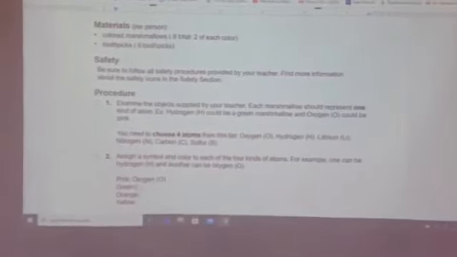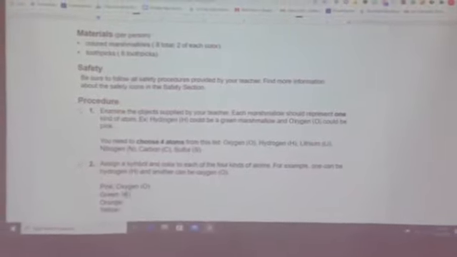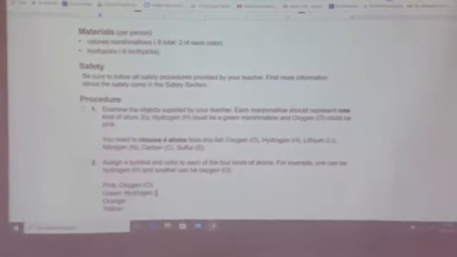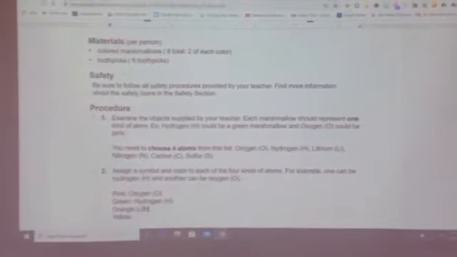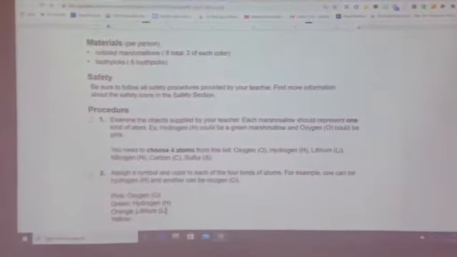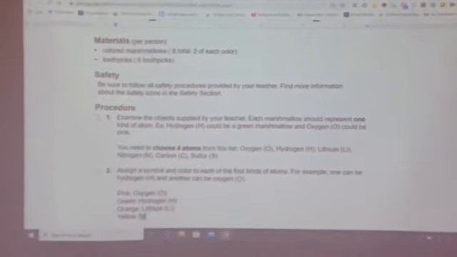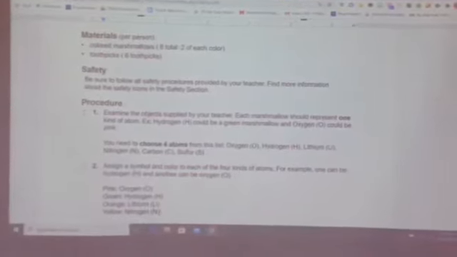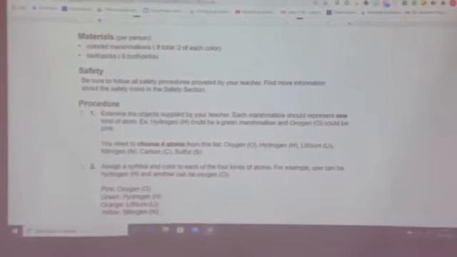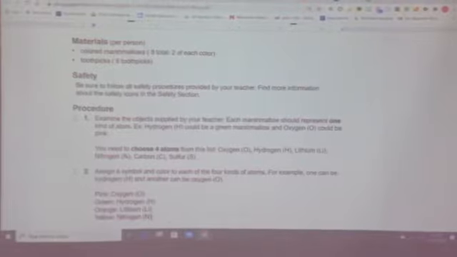Let's make green hydrogen, which is H. Let's make orange lithium, Li. And let's make yellow nitrogen, which is N. So let's pause the video at this point and make sure you go to your document and fill in those following things that we just typed for you: pink oxygen, green hydrogen, orange lithium, and yellow nitrogen.